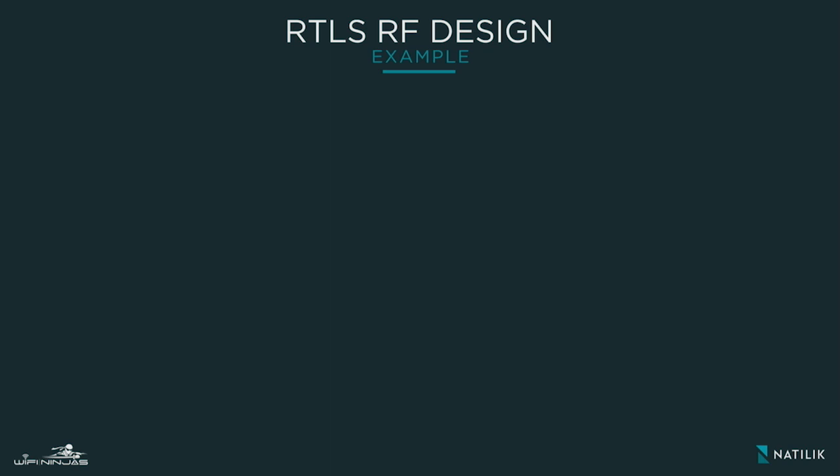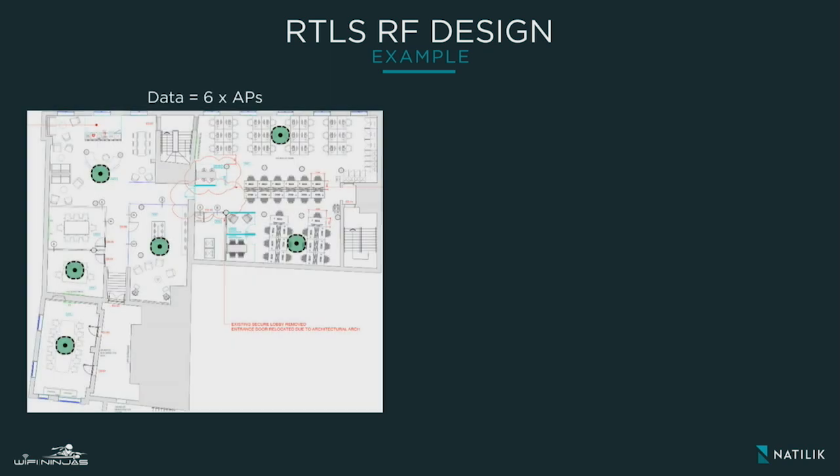Okay. Yeah, quick example. So this is our Natilic office, one of the floors, and you can see that here it's enough to cover the office with a good coverage, with a good capacity for the amount of clients sitting in the office with just 6 access points. But the key word here is data. So that's what it's designed for.